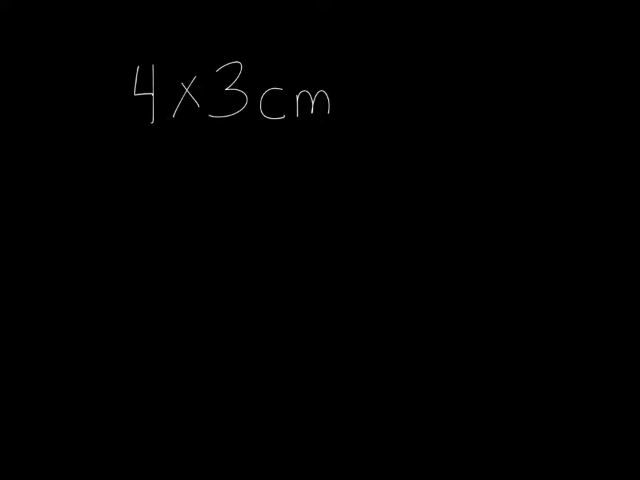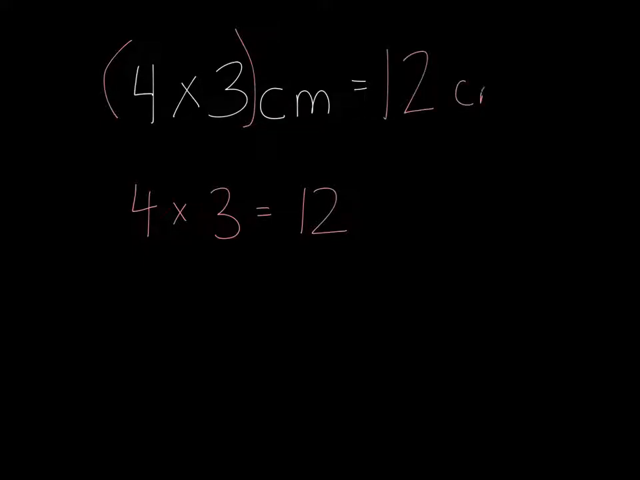To introduce this concept, we're going to start with something really simple, 4 times 3 centimeters. Now, we know if we were multiplying this, if I took parentheses and put them around the 4 and the 3, we would say 4 times 3 equals 12. So 4 times 3 centimeters is going to be 12 centimeters. The fact that our unit of measure is centimeters isn't changing. It's only the quantity of that unit that's changing. So we want to keep that in mind as we start multiplying fractions.